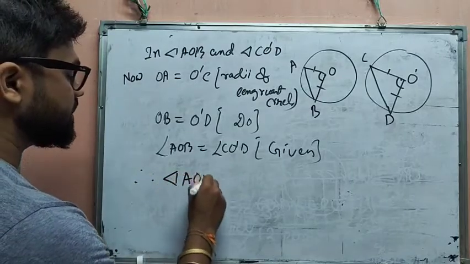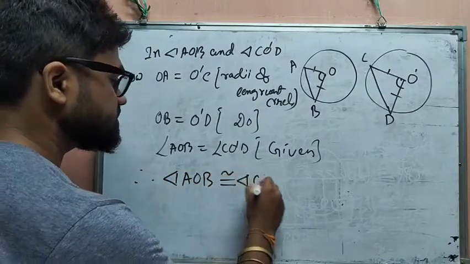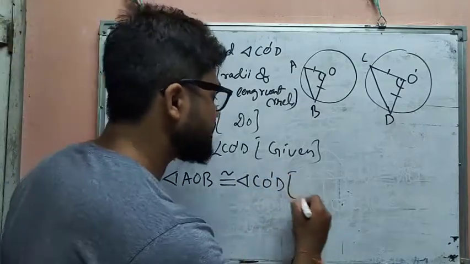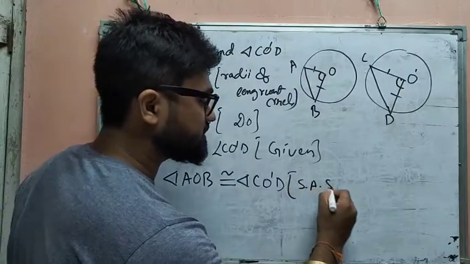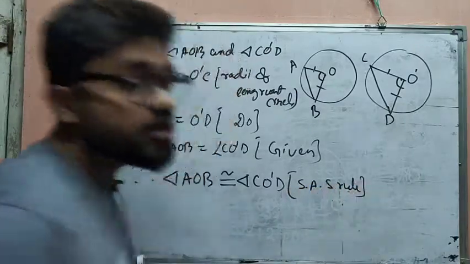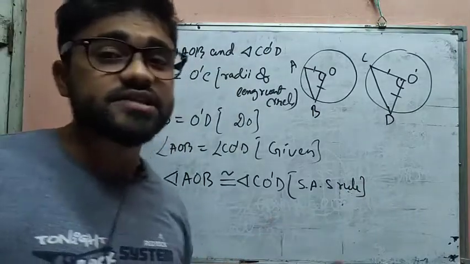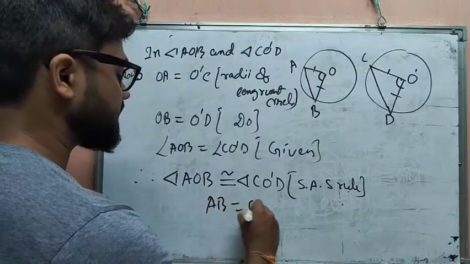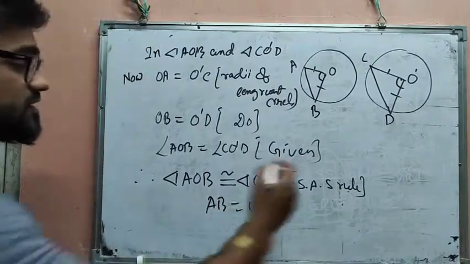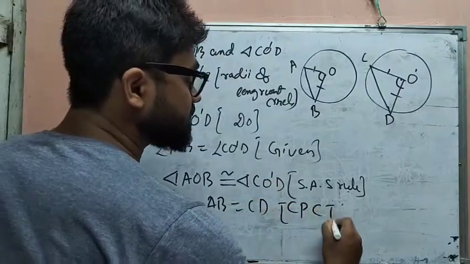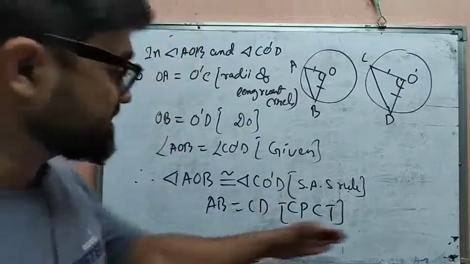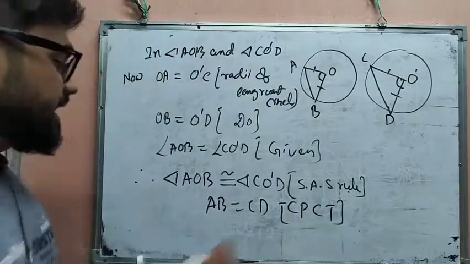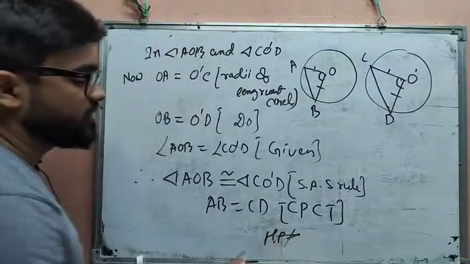Therefore, triangle AOB is congruent to triangle CO dash D, and this is by the side angle side rule. As these two are congruent, AB equals CD. Why are these two equal? Because these are corresponding parts of congruent triangles. I am not going to write this whole sentence; simply you can write CPCT, corresponding parts of congruent triangles. And we were asked to prove this. So hence proved.